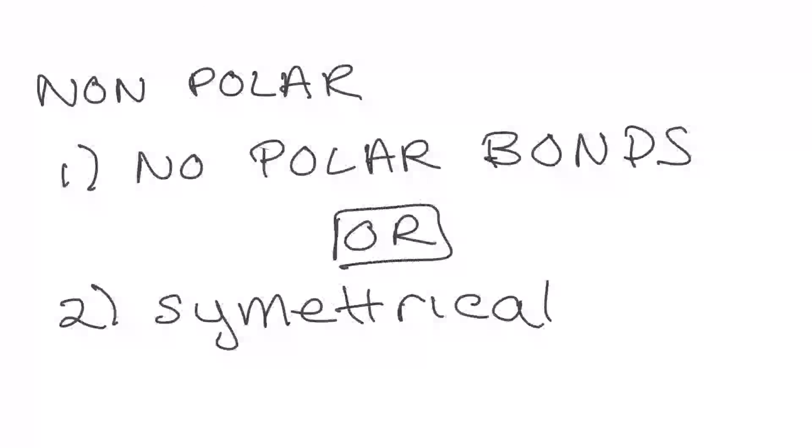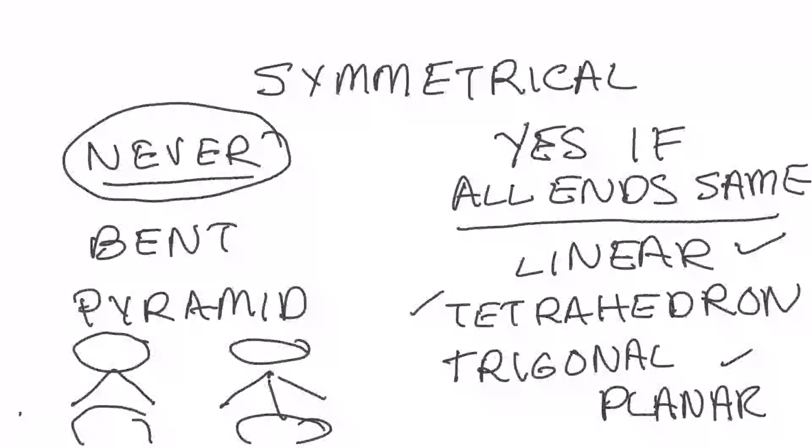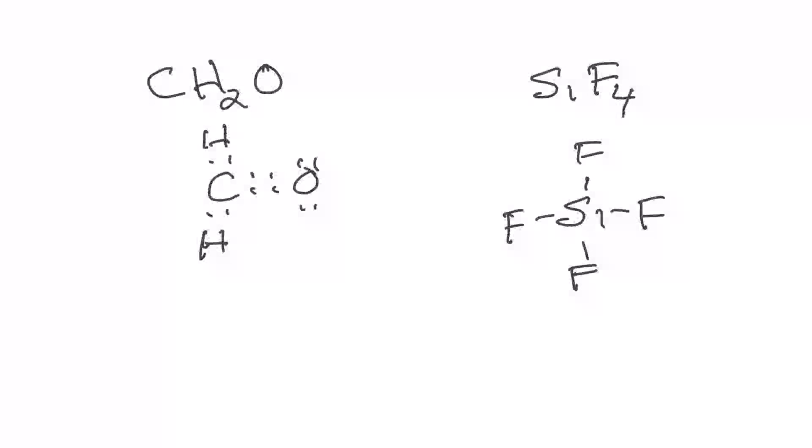To be nonpolar, I have to have no polar bonds or, notice I use the word or, I don't have to have both, just or symmetrical. I could have both, but I don't need both. Either I have no polar bonds or I'm symmetrical and I'm still a nonpolar molecule. So let's try some examples of this and see if we can figure it out.